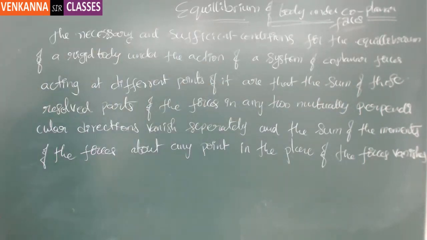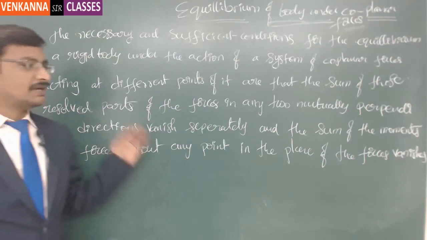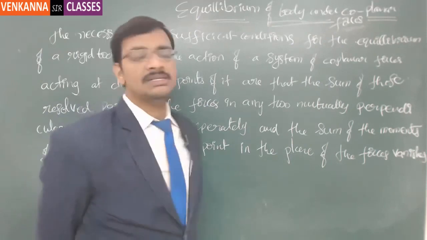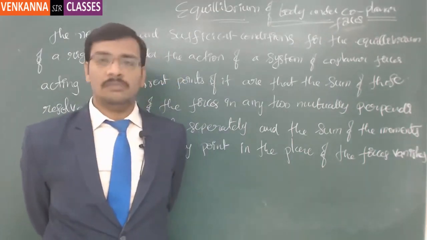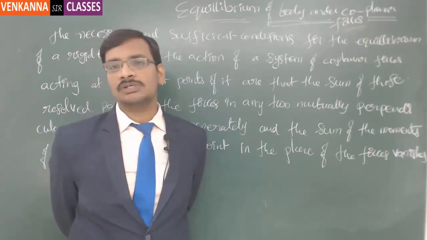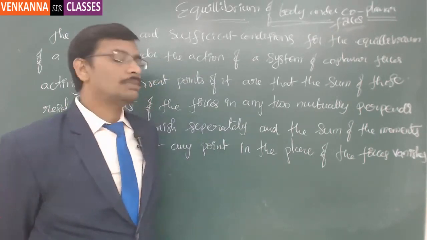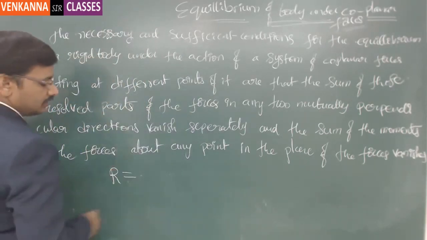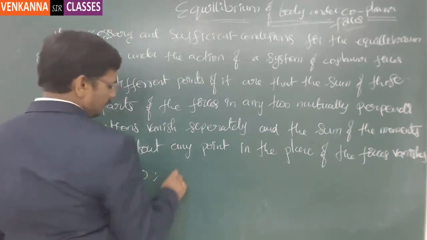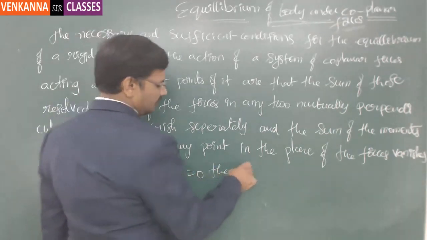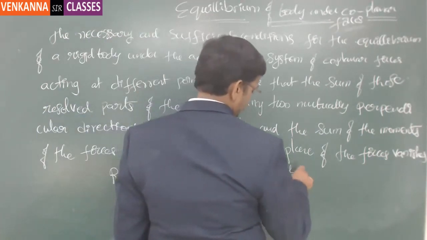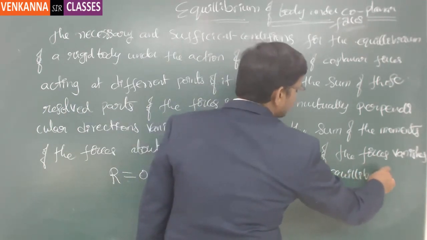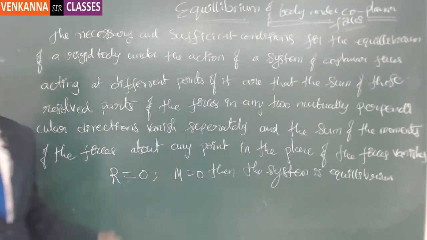Fine. So this is the statement of the necessary and sufficient condition for the equilibrium of a body in any case. It is a generalized statement, and it is valid whether the force is a single force, two forces, three forces, or 100 different forces. To summarize, what it says is that R is 0 and M is also 0, then the system is in equilibrium. So this simple statement, with all the necessary conditions, was stated like this.